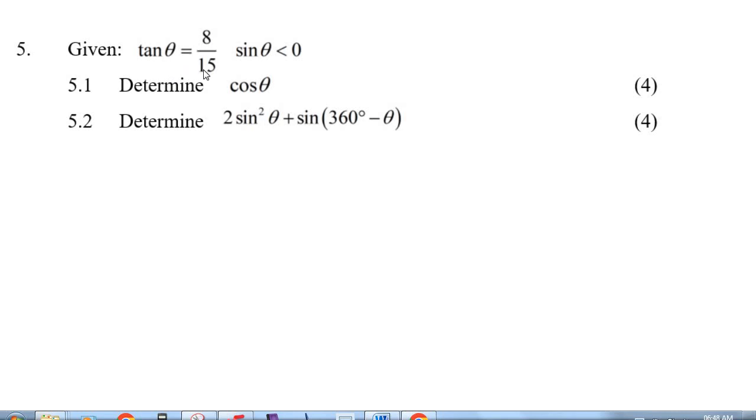Tangent is positive in the first quadrant or the third quadrant, so it could be either. But they say that sine theta, the sine of the angle, is less than 0. Well, that happens where y is negative, in the third or the fourth quadrant. The only place where both of these things happen is the third quadrant. So that's why we've got to draw a triangle in the third quadrant.